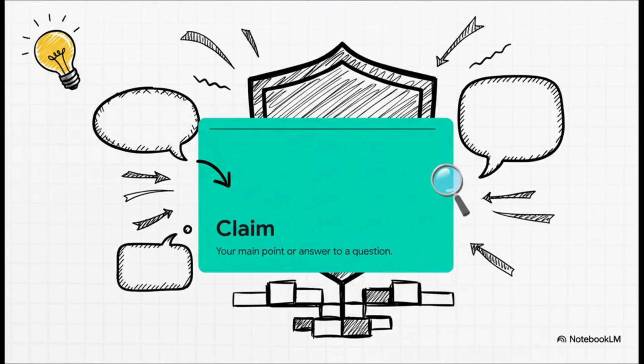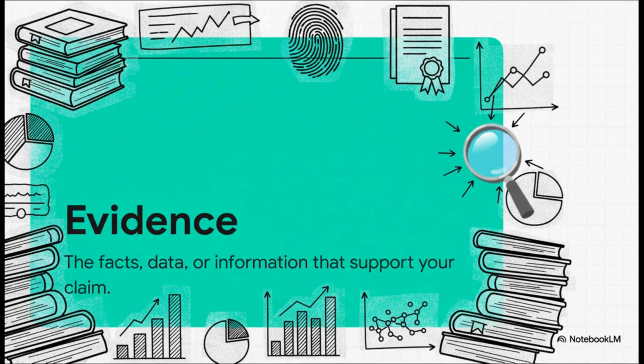Okay, first up is the claim. This is pretty straightforward. It's the student's main point. It's their answer to whatever question you've posed, their stance on an issue. You can think of it as the what I believe part of the argument. Simple.